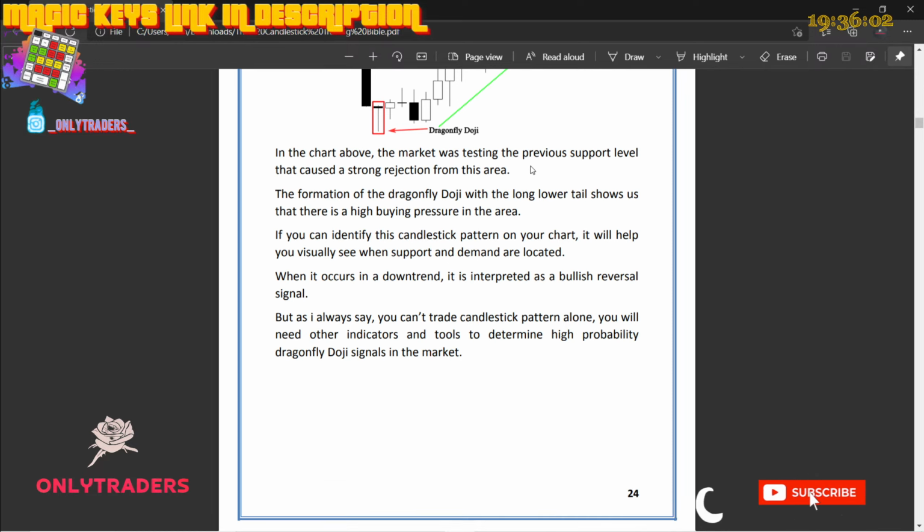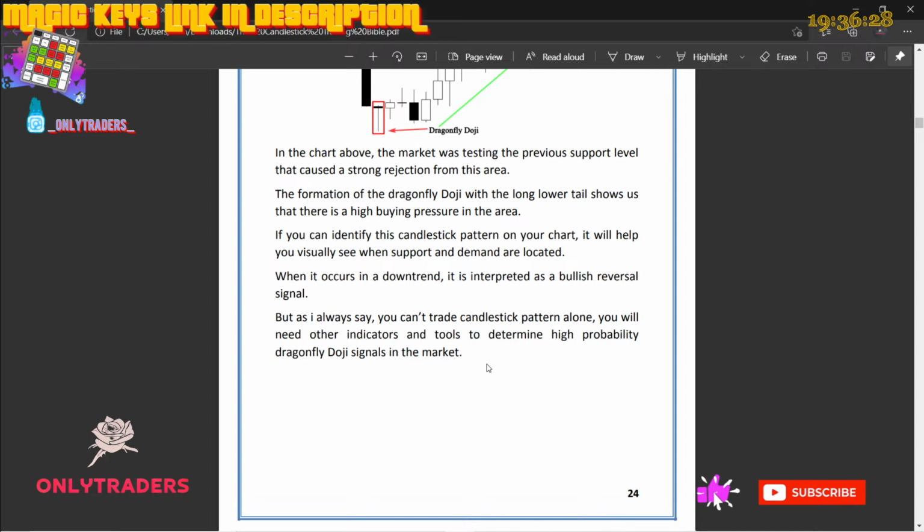In the chart above, the market was testing a previous support level that caused a strong rejection from this area. The formation of the Dragonfly Doji with the long lower tail shows us that there's high buying pressure in the area. If you can identify this candlestick pattern on your chart, it'll help you visually see where support and demand are located. When it occurs in a downtrend, it is interpreted as a bullish reversal signal.